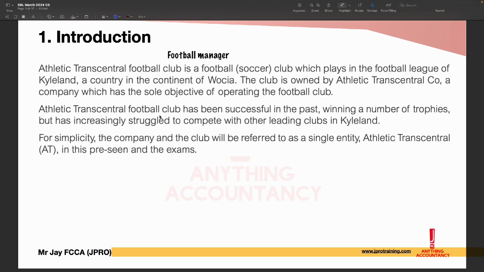Okay, Atlantic Transcentral Football Club has been successful in the past. This is an important indicator. In the past, this is maybe something to do with the heritage and also part of the cultural web. Remember, this cultural web is there. The past is very important when you deal with things, and you need to remember your cultural web, which I will also flash as we go through. So you need to know what the cultural web is, where the cultural web is situated, and whether things can affect the business. But it has increasingly struggled to compete with other leading clubs in KLN.